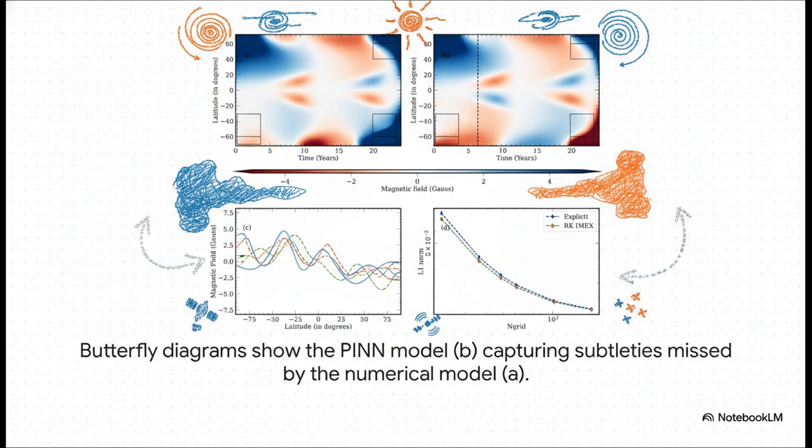So these are what we call butterfly diagrams. They're basically a map of the sun's magnetic activity over a full 24-year simulation. On the right, that's the PINN solution, which is our super accurate benchmark. And on the left is the traditional model. You can see it's close, but there are definite differences, especially up near the poles. See those boxes? They're highlighting where the timing of the magnetic field reversal is off. It shows the PINN is catching subtle details that other models just can't see.